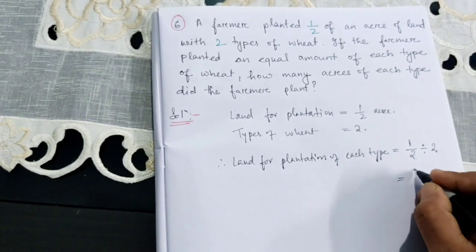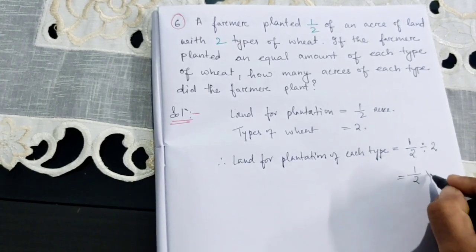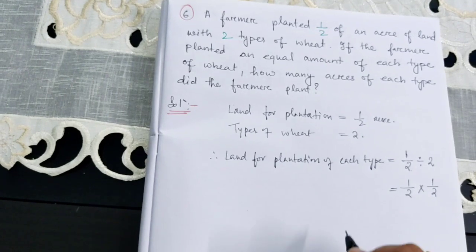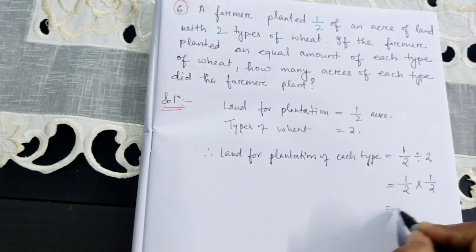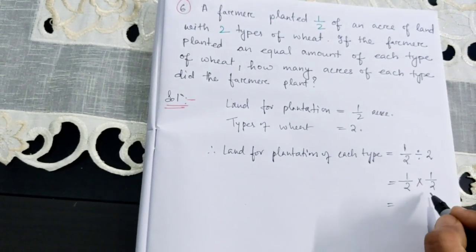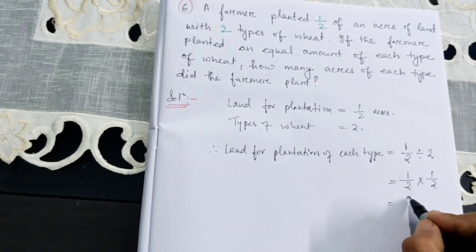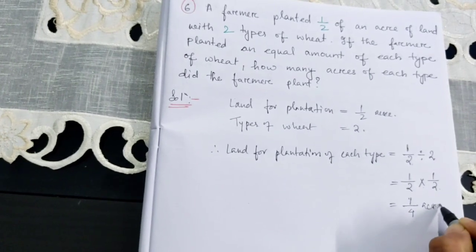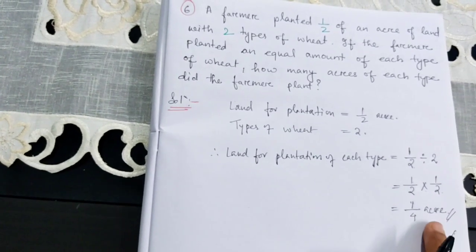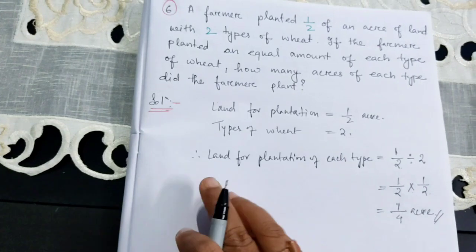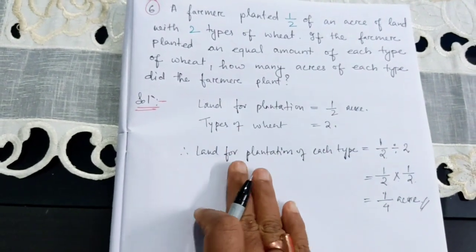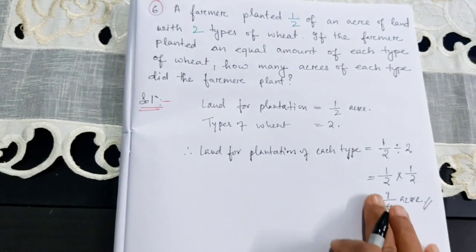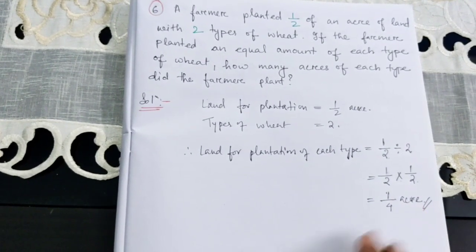So let's do division. Half, divide will become multiply, and 2 will become 1 by 2, it will be inverse. Now as you can see, you cannot do cancellation. So 1 into 1 is 1 and 2 into 2 is 4. So you will get the answer 1 by 4 acre. That means one type of wheat will take 1 by 4 acre of land, and the other type of wheat will take 1 by 4 acre of land.